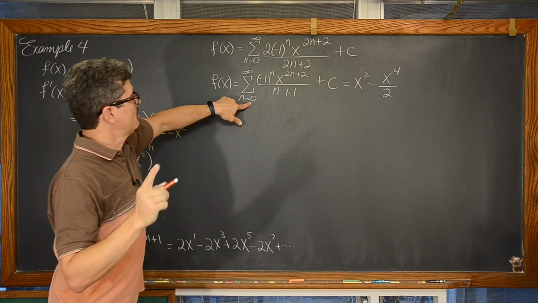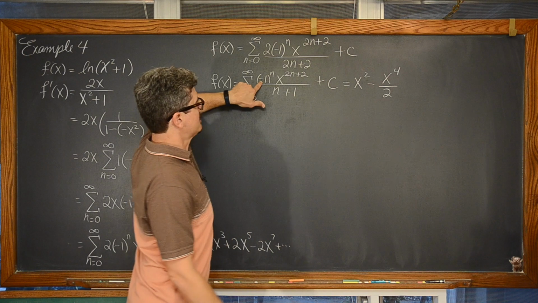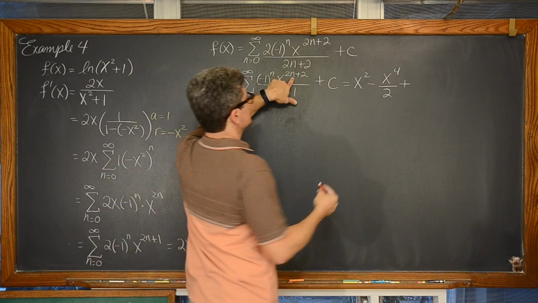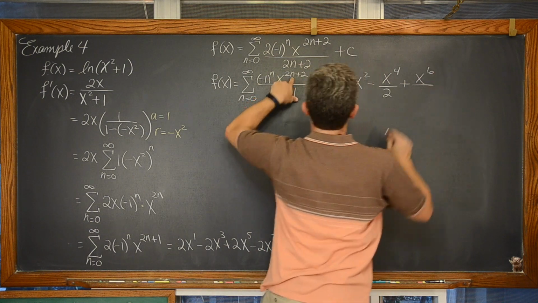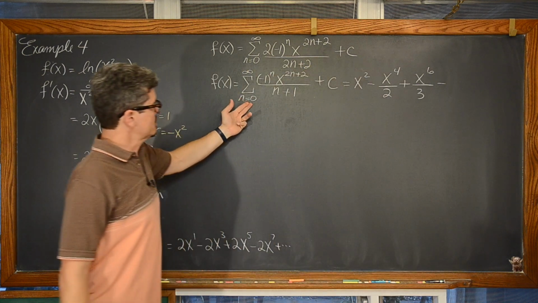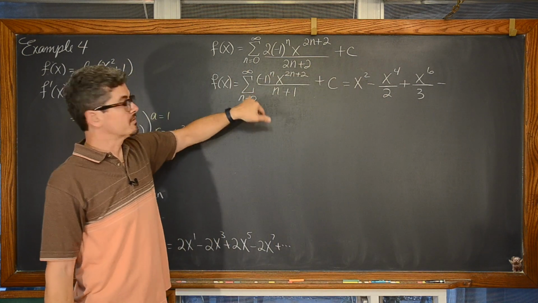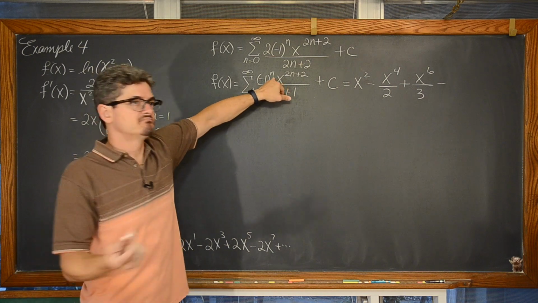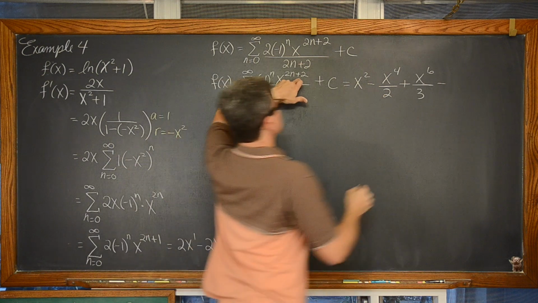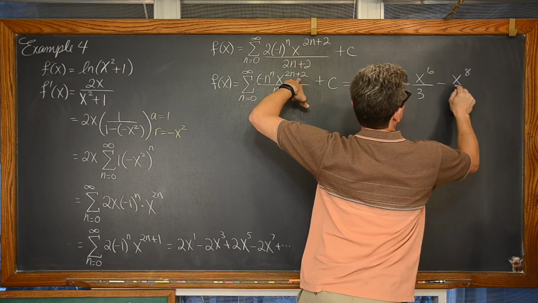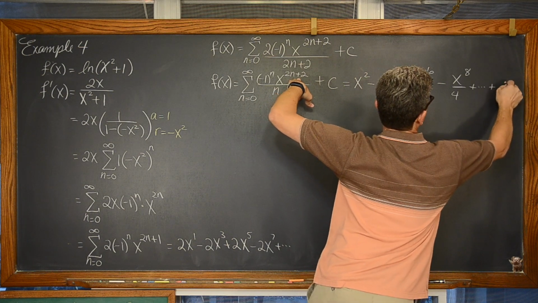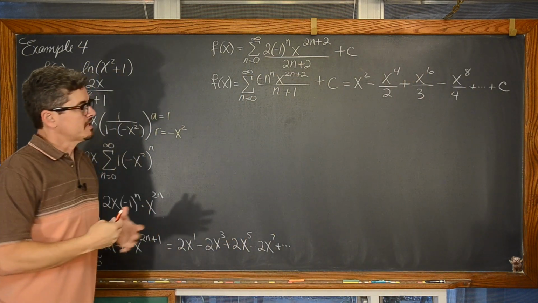Let n equal 0, 1, 2. That's going to be positive. That's going to be 2 times 2 is 4, plus 2 is 6, over 3. Now we have 0, 1, 2, 3. Negative 1 to a third power is negative. Boom. We have x, 2 times 3 is 6, plus 2 is 8, over 4, plus c.